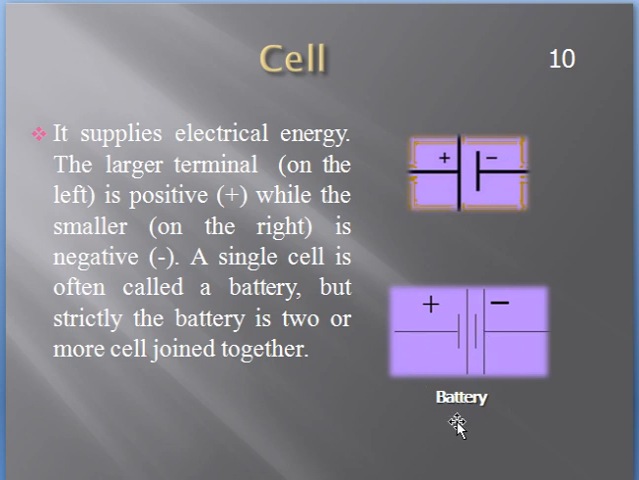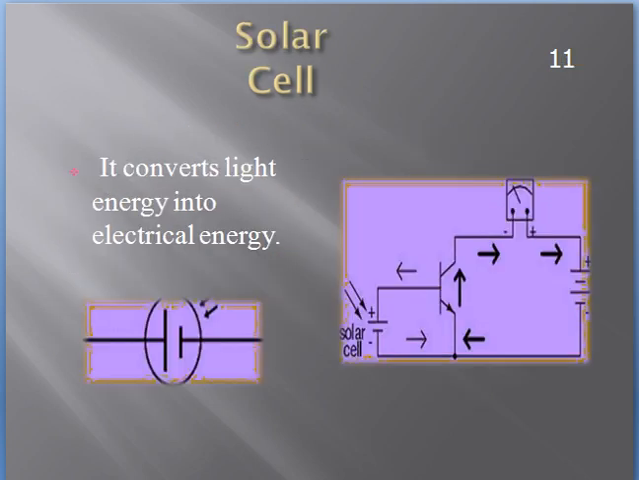In this way, when a number of cells are connected together, we say that it is a battery. Here you can see a single battery or a number of batteries. A single cell or a number of cells joined together is called a battery. Next, we will cover the solar cell. In this manner, we will represent the solar cell.